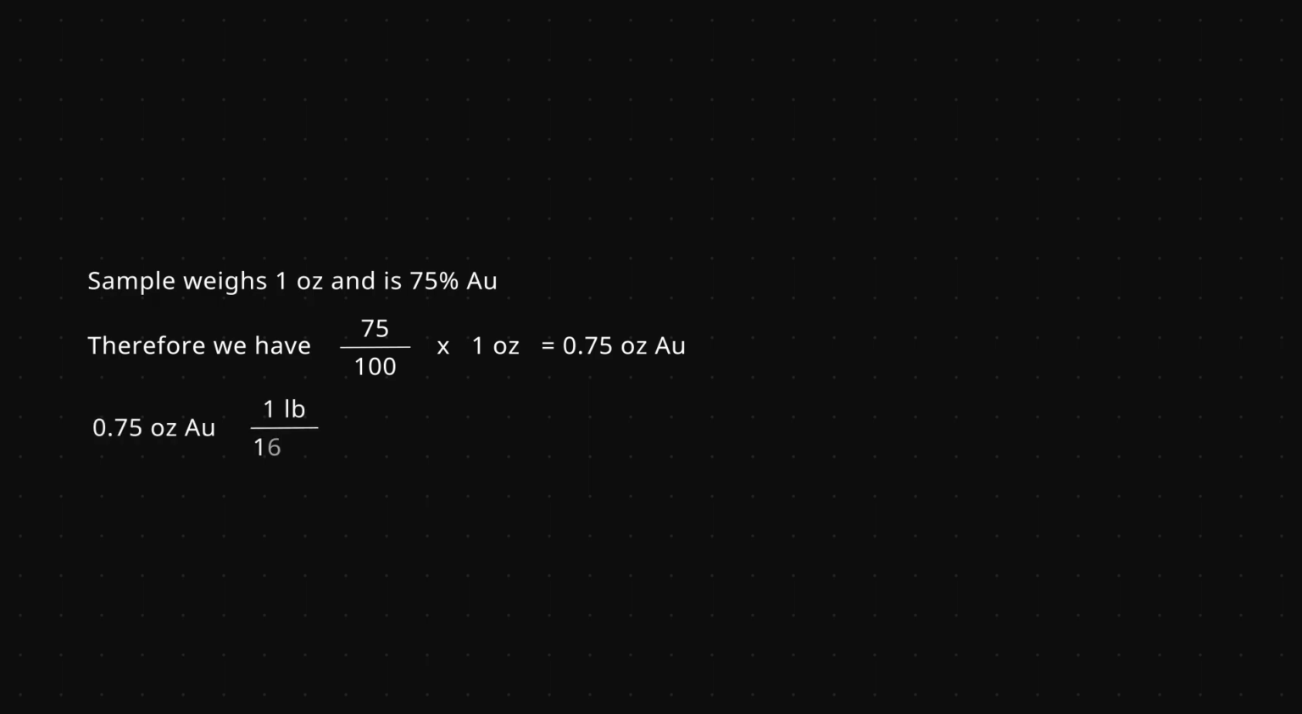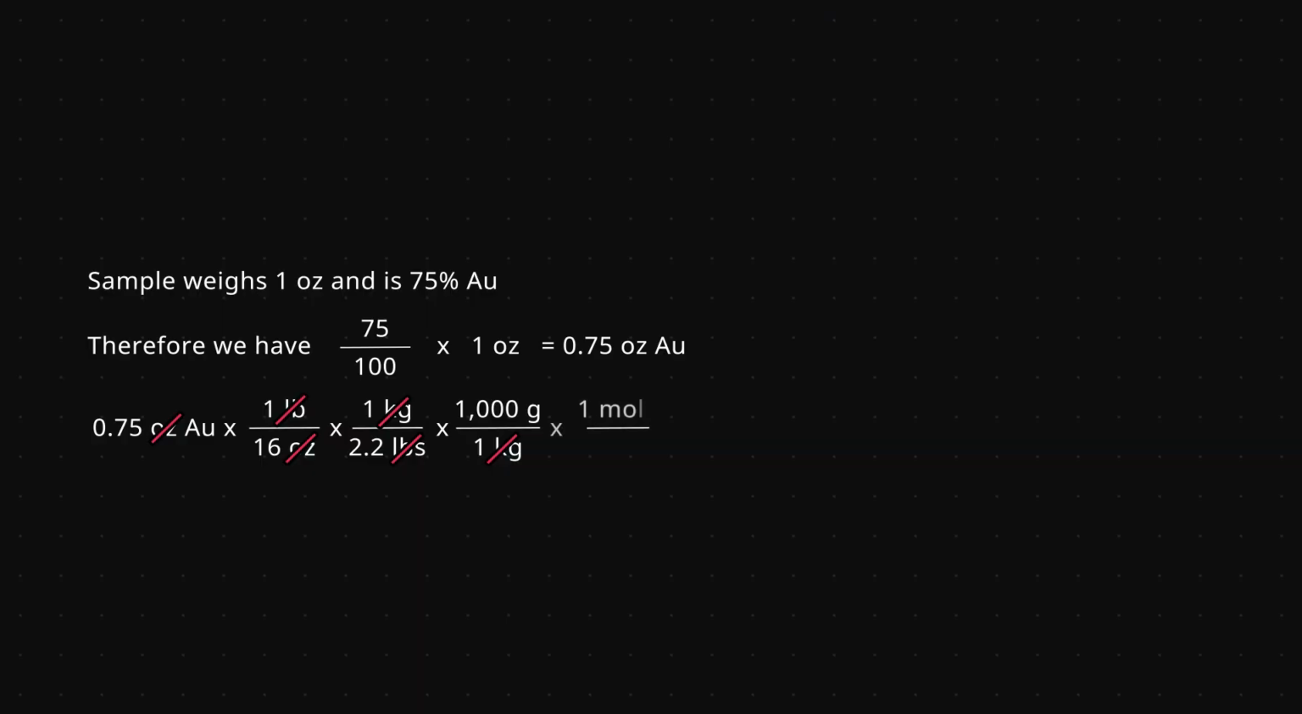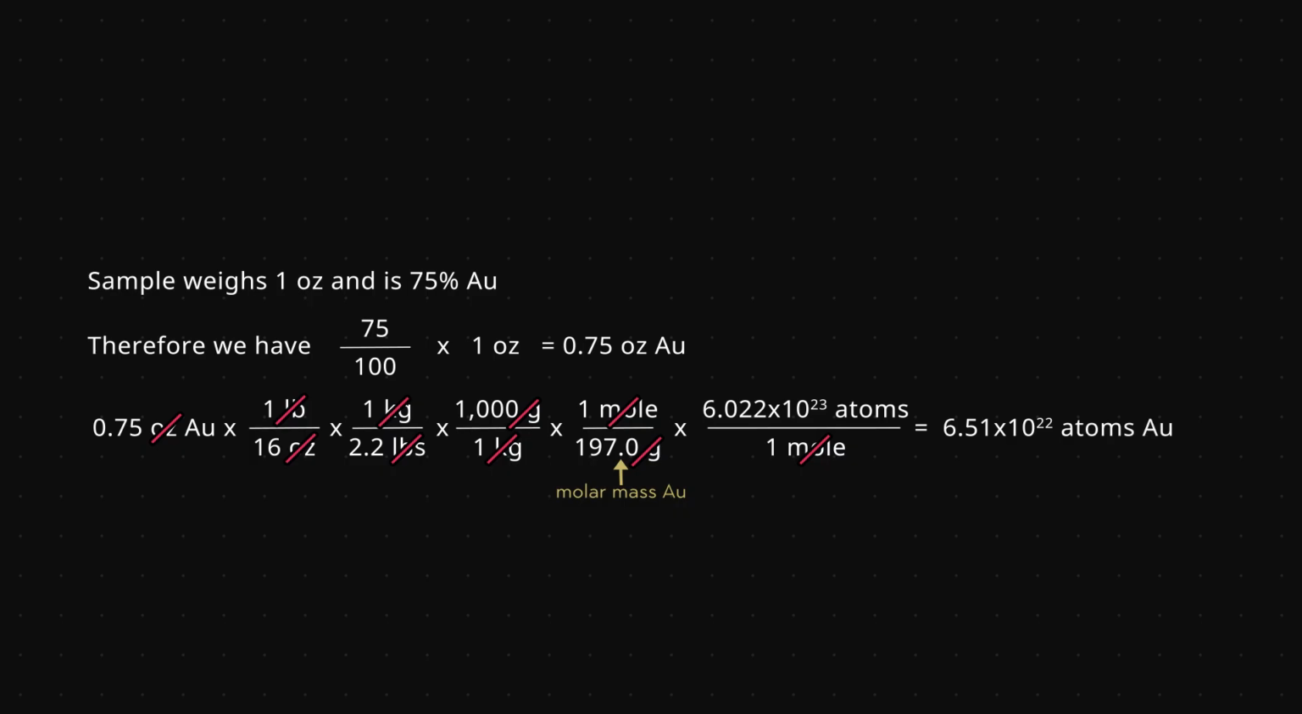0.75 ounces of gold times 1 pound over 16 ounces gives us pounds of gold. Multiplying this by 1 kilogram over 2.2 pounds yields kilograms of gold. Then multiplying by 1,000 grams over 1 kilogram gets us to grams of gold. We can now do what we did earlier, convert grams to moles and then moles to atoms. Almost there, I promise, we're almost there. We multiply the grams of gold by 1 mole over 197 grams, which is the molar mass of gold. We then multiply by 6.022 times 10 to the 23rd atoms over 1 mole. This is gonna give us our answer, 6.51 times 10 to the 22nd atoms of gold.